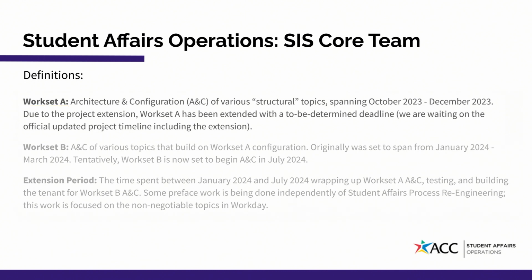When we say Workset A, that is an architecture and configuration, otherwise known as A&C for short, of various structural topics spanning from October 2023 to December 2023. When we say structural topics, we mean the kind of bare bones of Austin Community College. So things like we have areas of study, we have continuing education, adult education, and credit. Kind of those foundational items.